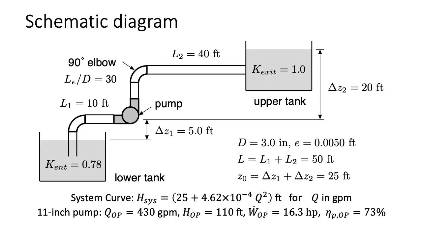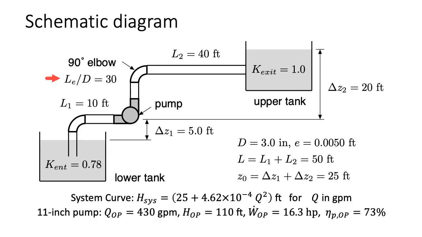Let's begin by looking at the schematic diagram from Example 19, which shows water being pumped upwards from a lower tank to an upper tank. The water in the lower tank first enters the piping through a re-entrant entrance with a loss coefficient of 0.78. Then it goes through 10 feet of piping and 1 elbow before the pump suction inlet. After the pump discharge, it goes through 40 more feet of piping and 1 additional elbow before flowing into the upper tank through an abrupt exit with a loss coefficient of 1.0.